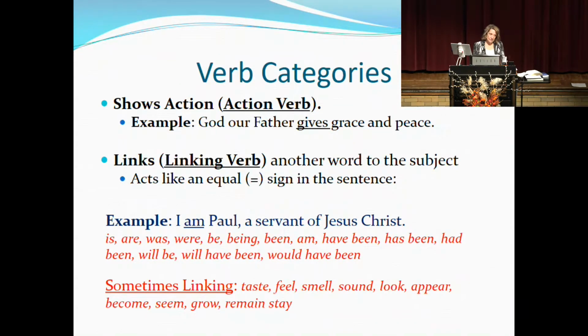Or they can be linking. Or we could refer to this as state of being verbs. And there are at least 60 linking verbs in the English language. I wrote some down here for you, and you'll have some also in your handout. Is, are, was, were, be, being, been, am. Sometimes other words can serve as either linking or action verbs depending upon their use in the sentence. Taste, feel, smell, sound, look, appear, become, seem, grow, remain, stay.